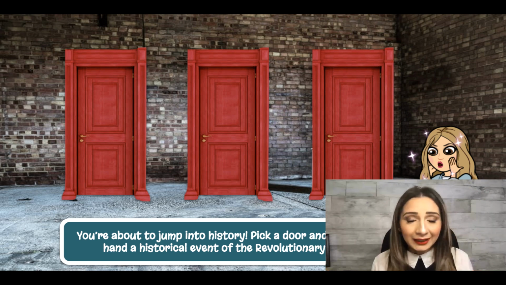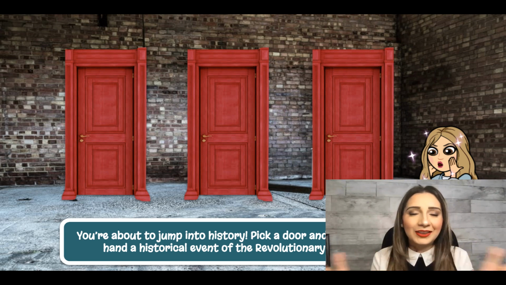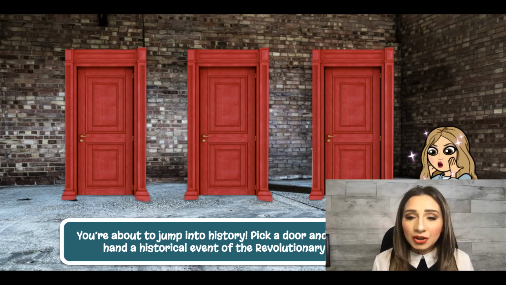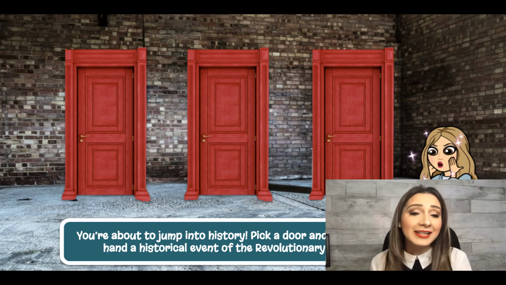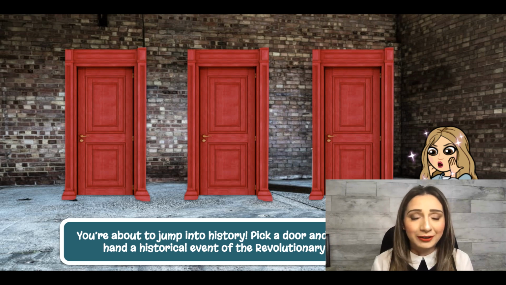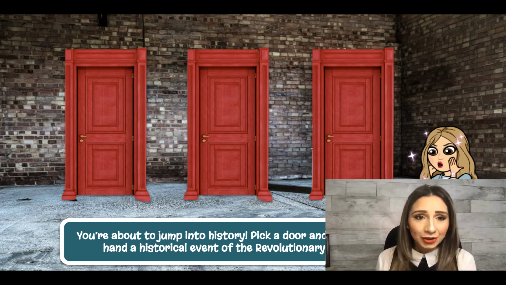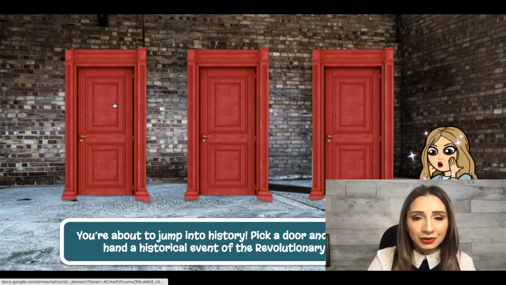Novelty and variety. Ultimately they're completing the task we want them to, but at least you make it a little fun and engaging. It says you're about to jump into history, pick a door and see firsthand a historical event of the Revolutionary era. So they get to pick, and each door has a different picture. In this case, let's go with picture number 1.